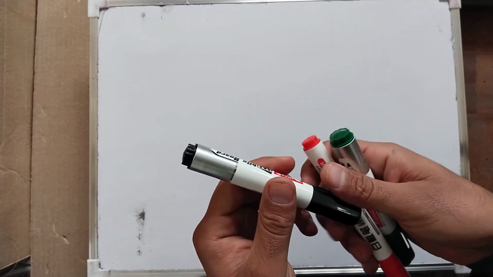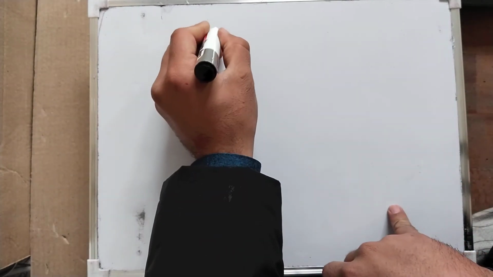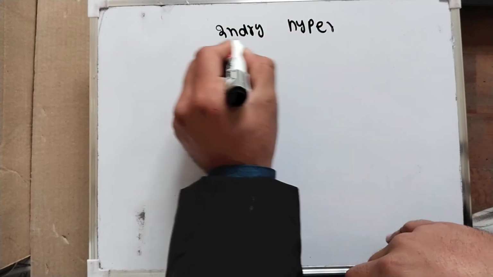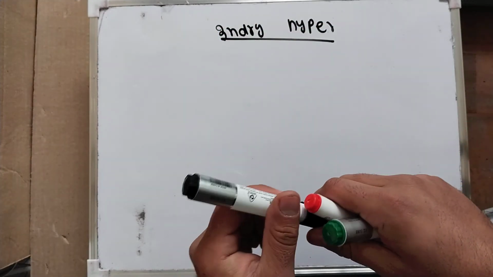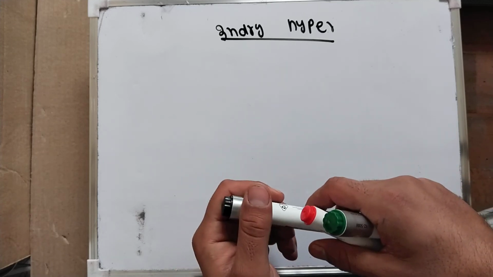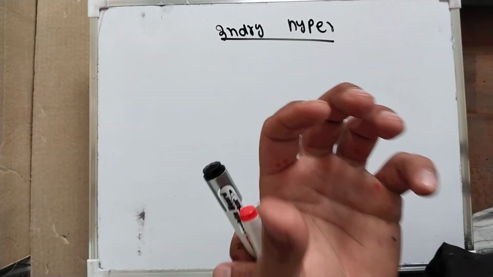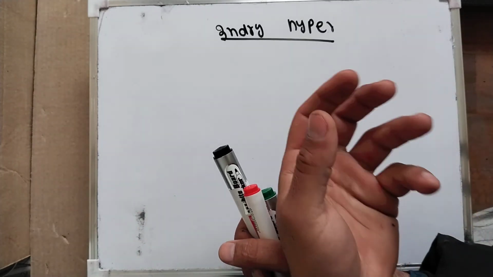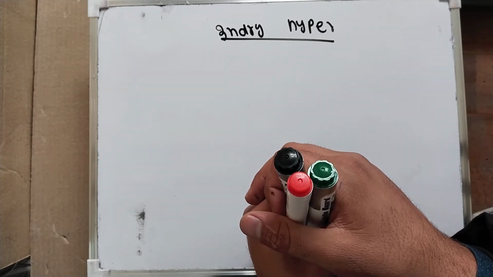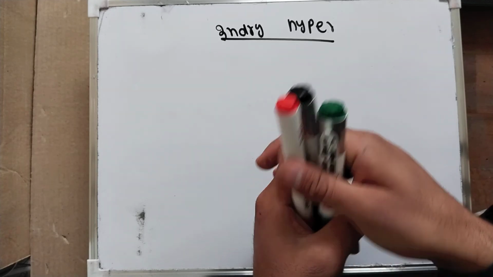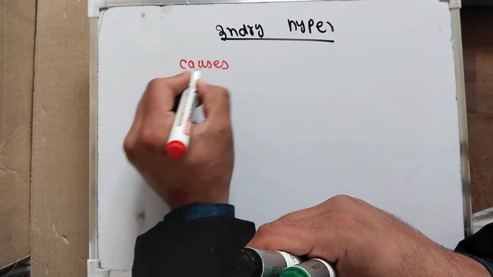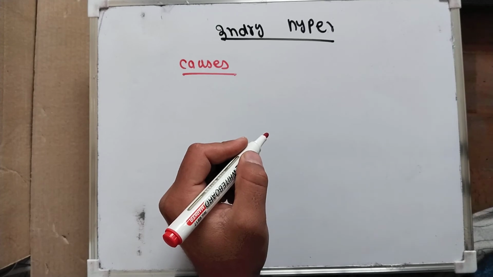Now we will talk about secondary hyperparathyroidism. So what is secondary hyperparathyroidism? In this case, there is too low a concentration of calcium ion, and this low level of calcium ion stimulates the parathyroid gland, which produces a high concentration of parathyroid hormone. Now we have different causes of secondary hyperparathyroidism.